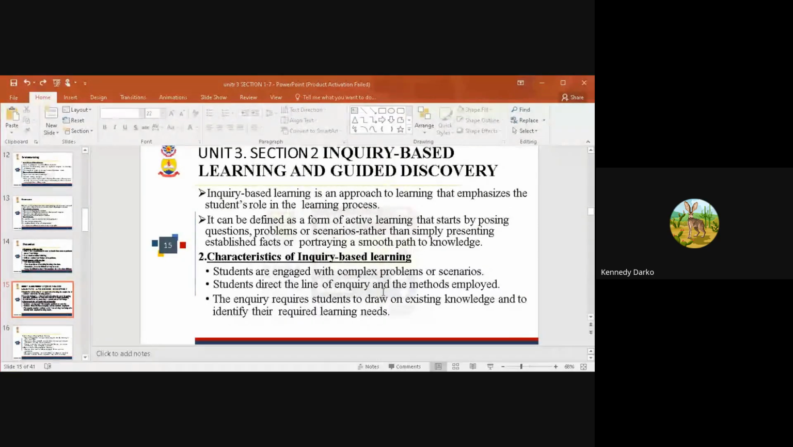So we are looking at inquiry-based learning. When we say inquiry-based learning, we are saying it's an approach to learning that emphasizes the student's role in the learning process. The student's role in the learning process. And when I say to inquire, you are going to find out something.